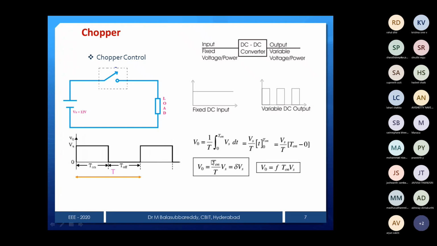Denominator T is there. If you want to represent it in the numerator, make it F. That F is not 50 Hz. Remember, don't think that way. Here, F is nothing but the switching frequency. F is nothing but 1 by T. T is nothing but T on plus T off. So this is the formula: based on the given switching frequency and a known turn on time, you can easily find the output voltage.